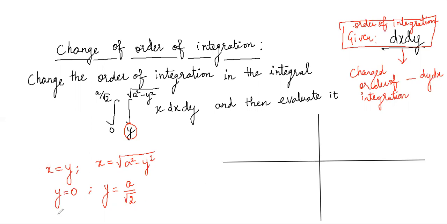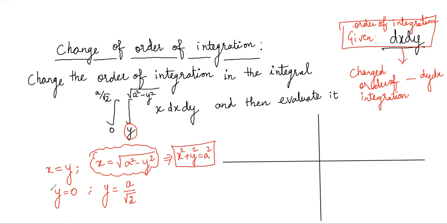If you see these four equations, x equal to y is the equation of a straight line which passes through the origin and makes an angle of 45 degrees with the positive direction of the x-axis. The second equation is x equal to square root a square minus y square. If we simplify this further, it gives x square plus y square equal to a square, which is the equation of a circle having center at the origin and radius a. So this is our second curve, the circle.